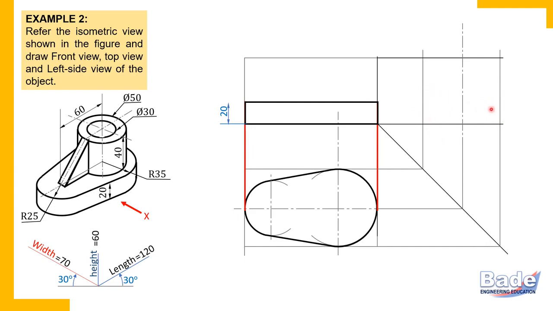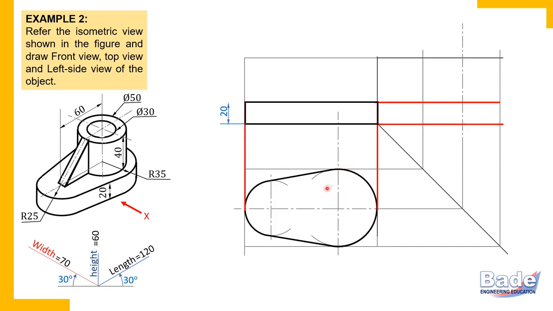Which two dimensions do you get in the side view? Height 20. You can measure it independently or you may draw projectors. So I have transferred height 20 millimeters. But as I have told you earlier, for smaller details, I prefer measuring independently. So you may measure 20 millimeters independently. This is how I have transferred height 20 millimeters in the side view, and width we have already measured in the top view, 70 millimeters.